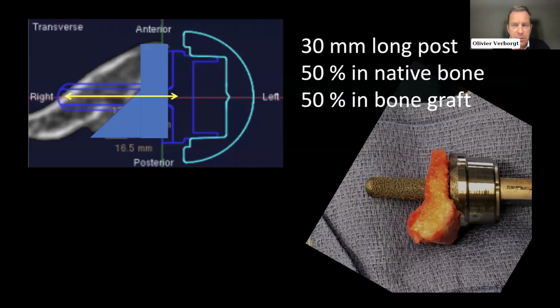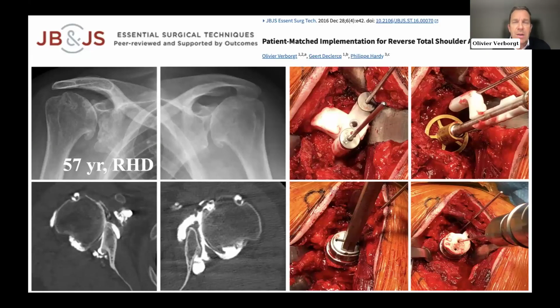I think 50% of the component should be in native bone, and then 50% should be in the bone graft. If you don't follow that rule, you'll have more failures than you want. Patient-matched implementation with PSI guides have been proven to work also in grafting procedures. We have published that in the JBJS a longer time ago, and I still will do that in difficult cases.